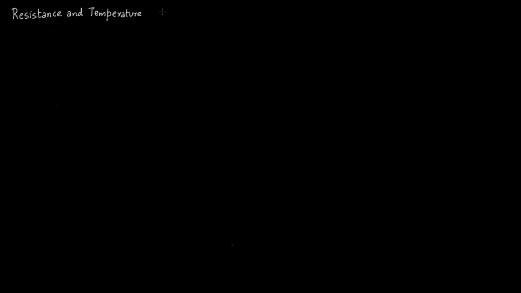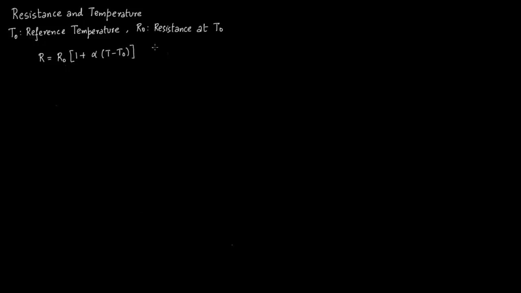In this lecture, we talk about resistance and temperature. So we link resistance and temperature. First we denote the reference temperature as T0. At T0, you have some resistance R0. So R0 is the resistance at T0. So the resistance R at some temperature T is given as R0 times (1 plus alpha times (T minus T0)).